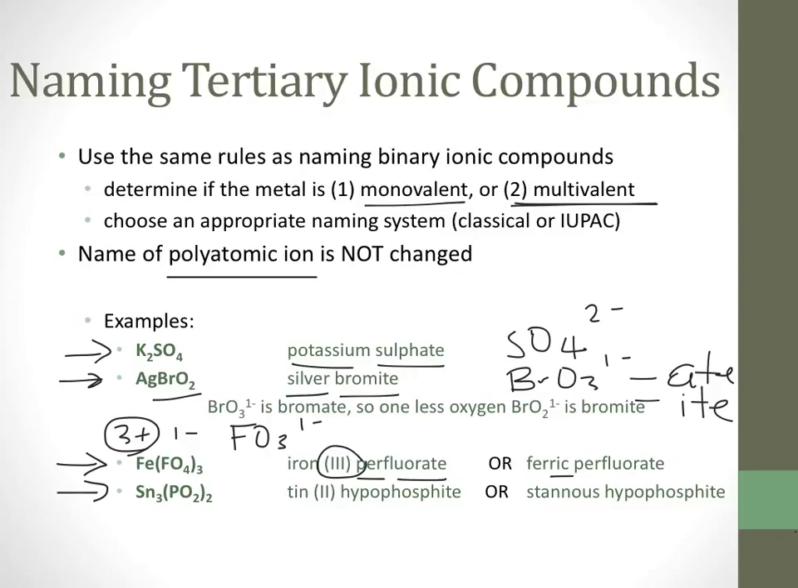Finally, in the last example, we can see our polyatomic ion looks somewhat similar to phosphate with 2 fewer oxygens. Even though it's lost some oxygens, hypophosphite still has an ionic charge of 3 negative, which means that in this case, tin must have a 2 positive charge, and this gets incorporated into the name as Roman numerals in tin 2 hypophosphite, or classically as stannous hypophosphite.